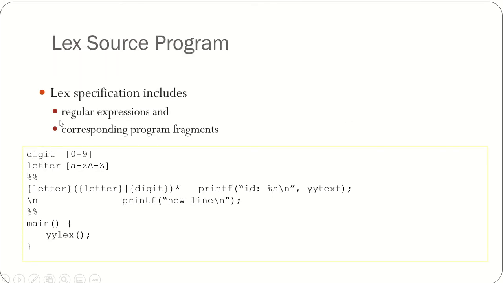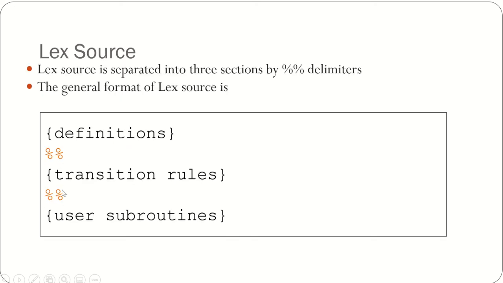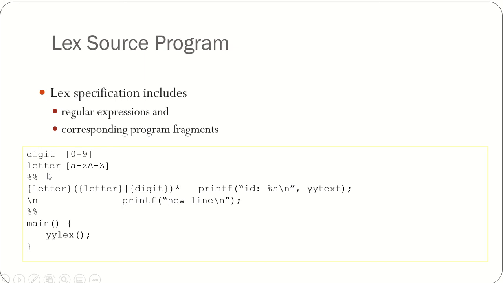A Lex specification includes regular expressions and corresponding program fragments. In between the percent delimiters, you can specify transition rules. Below the percent, you have user subroutines, and above it, you have definitions. So exactly the same we are doing here. We are giving here a regular expression for recognizing an identifier. And this is subroutine main, digit and letter, which are names we are giving to these regular expressions.